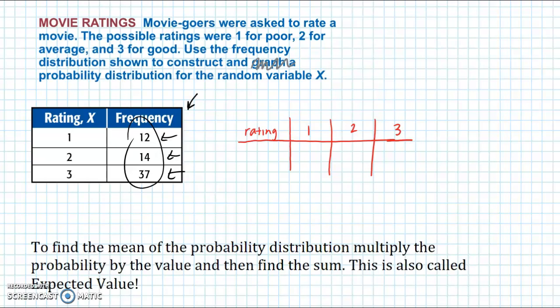We got to figure out what 12 plus 14 plus 37 is, because to calculate probability, you need to know how many total things you have. So my total is 63. So my probability, or my P of x, is out of 63. So this is 12 out of 63, 14 out of 63, and 37 out of 63.